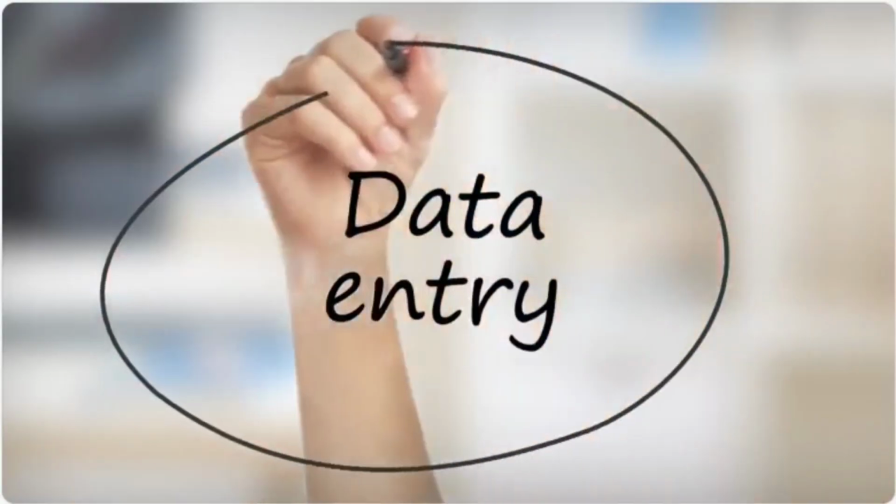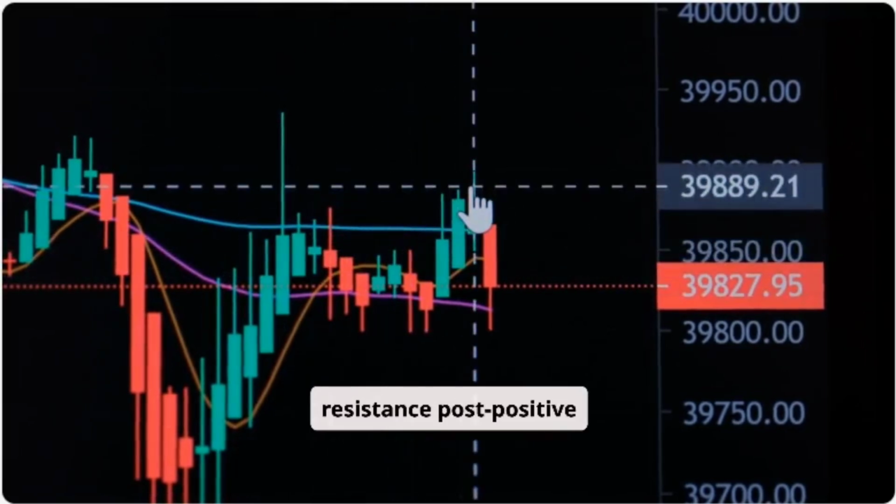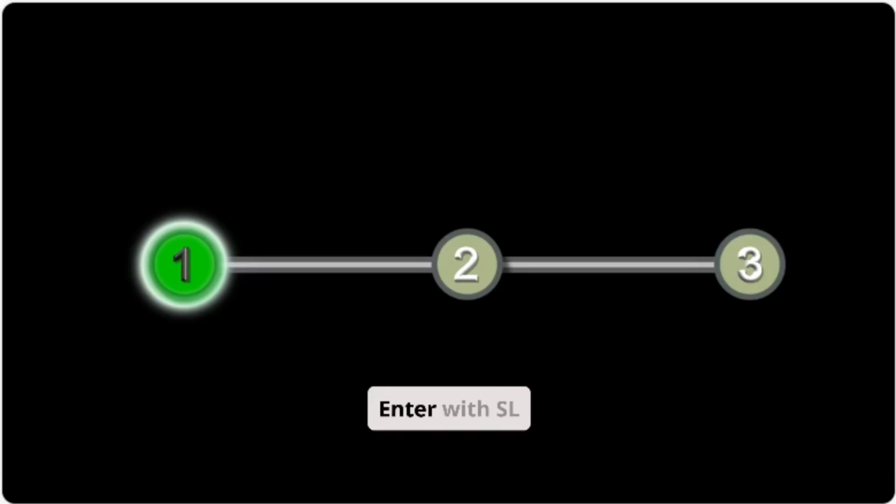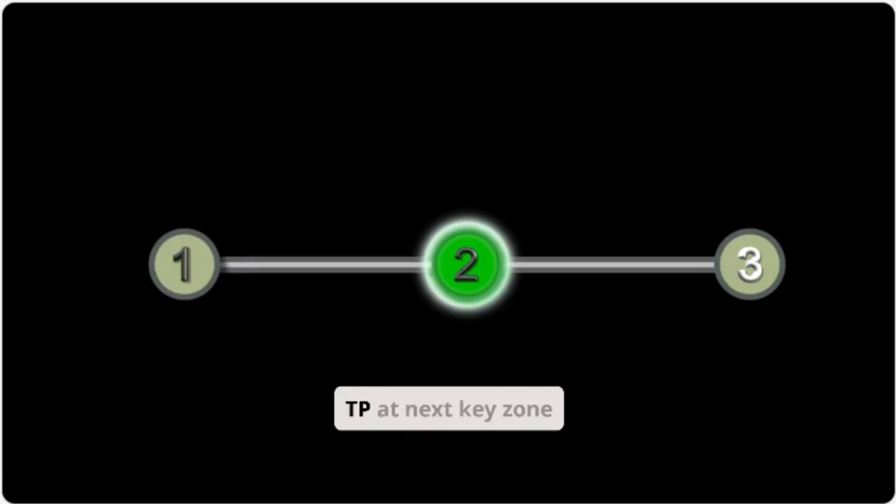Example entry: price breaks resistance, post-positive USD news. Wait for retest and bullish engulfing candle. Enter with SL below structure and TP at next key zone.